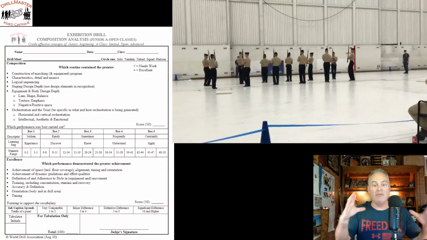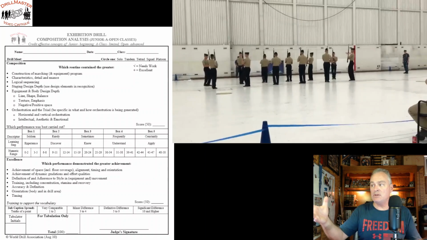An idea of where the team should be for these little specific intricate movements. And then they did work a little bit with positive and negative space there. So there was some work there, but they didn't really explore it all that much. And then orchestration of the triad, the intellectual, aesthetic, and emotional effects. So it was more just aesthetic effects constantly, which is okay.